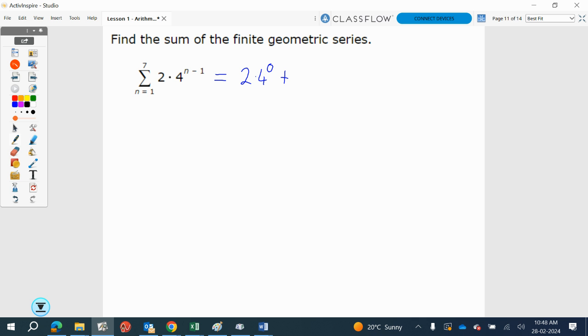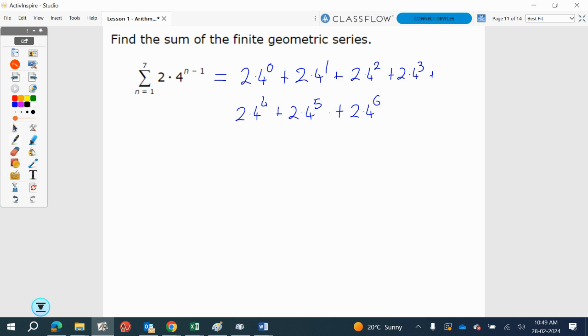So then n becomes 2. We get 2 times 4 to the 1. Then n becomes 3. We get 2 times 4 to the 2. And then n keeps going up until, when n becomes 7, we'll get 2 times 4 to the 6. So how many terms do we have? 1, 2, 3, 4, 5, 6, 7. 7 terms in this.